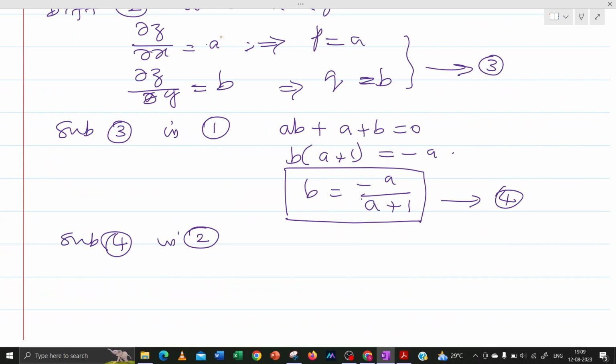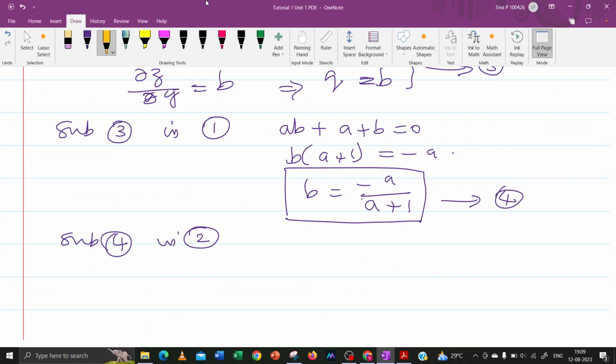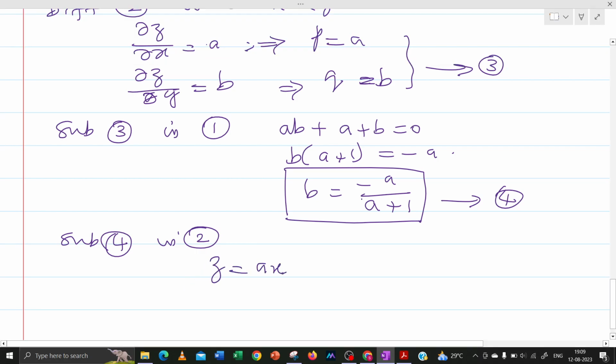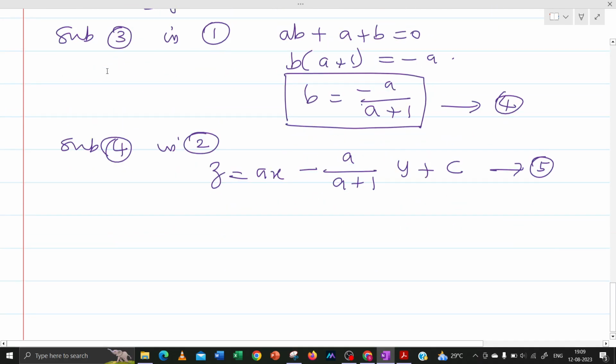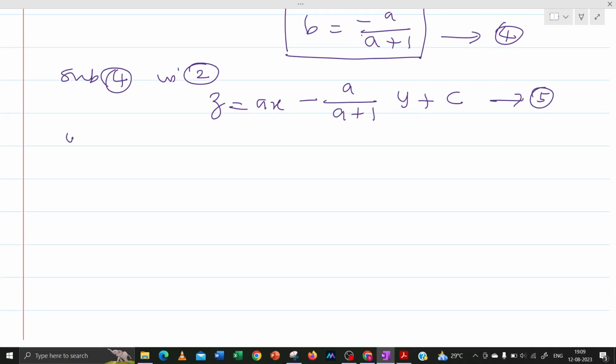Now, if you substitute b equal to minus a by a plus 1 in equation number 2, we get z equal to ax minus a by a plus 1 times y plus c. So, this is the required complete integral. Now, we will see the next problem.